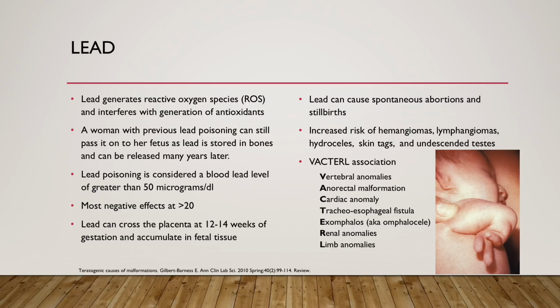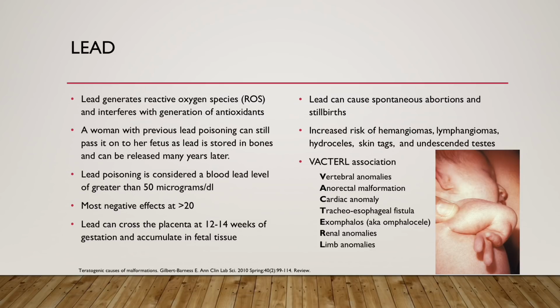Lead generates reactive oxygen species and interferes with generation of antioxidants. A woman with previous lead poisoning can actually still pass it on to her fetus, as lead is stored in bones and can be released many years later. Lead poisoning is considered a blood lead level of greater than 50 micrograms per deciliter, but most of the negative effects can be seen at greater than 20. Lead can cross the placenta at 12 to 14 weeks of gestation and accumulate in the fetus.